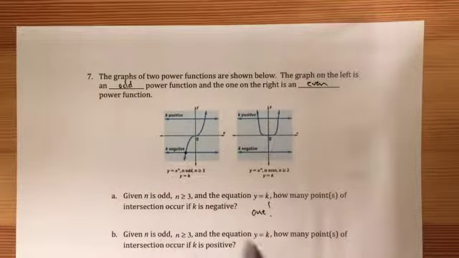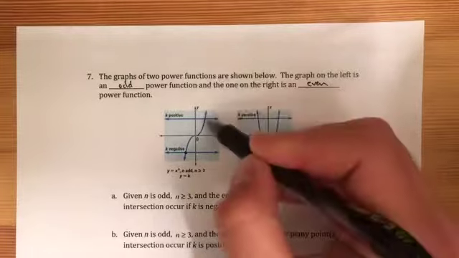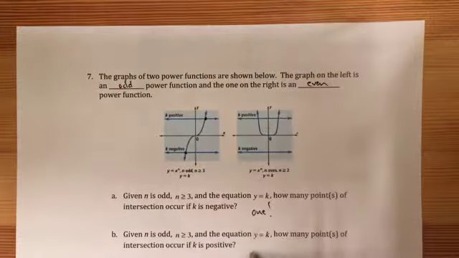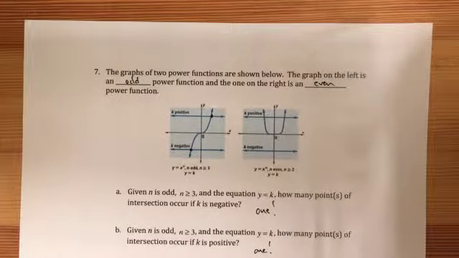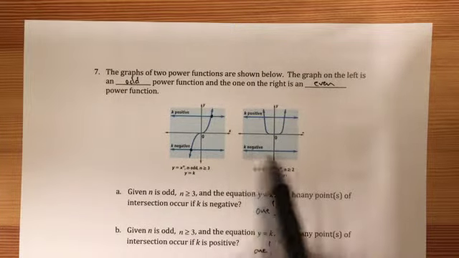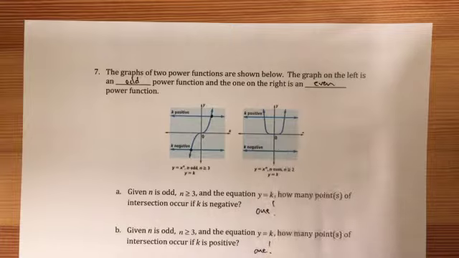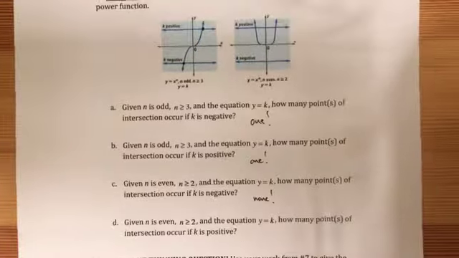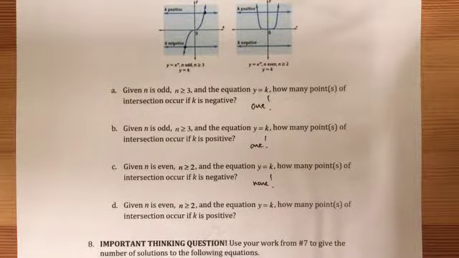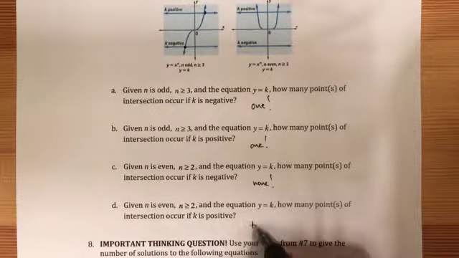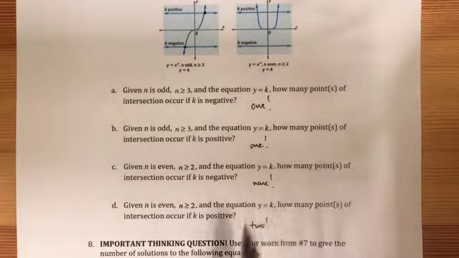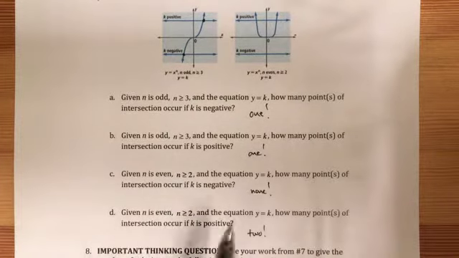Given n is odd and k is positive, how many points of intersection occur? Right there, 1. If it's even and it's negative, you're trying to cross the line k where k is negative, how many points of intersection? None. If n is even and the equation y equals k, how many points of intersection occur if k is positive? 2. So again, we're just trying to think about what these functions can be equal to.